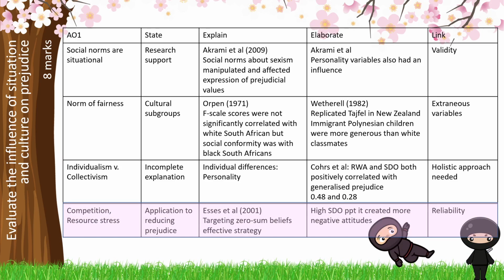Finally, we're going to look at competition and resource stress, and we've got our practical application of how we might use or target zero-sum beliefs in order to reduce prejudice. Given that this could have a counter or a boomerang effect, and with social dominance orientation encourage or create negative attitudes, we want to be critical of the reliability of this factor.